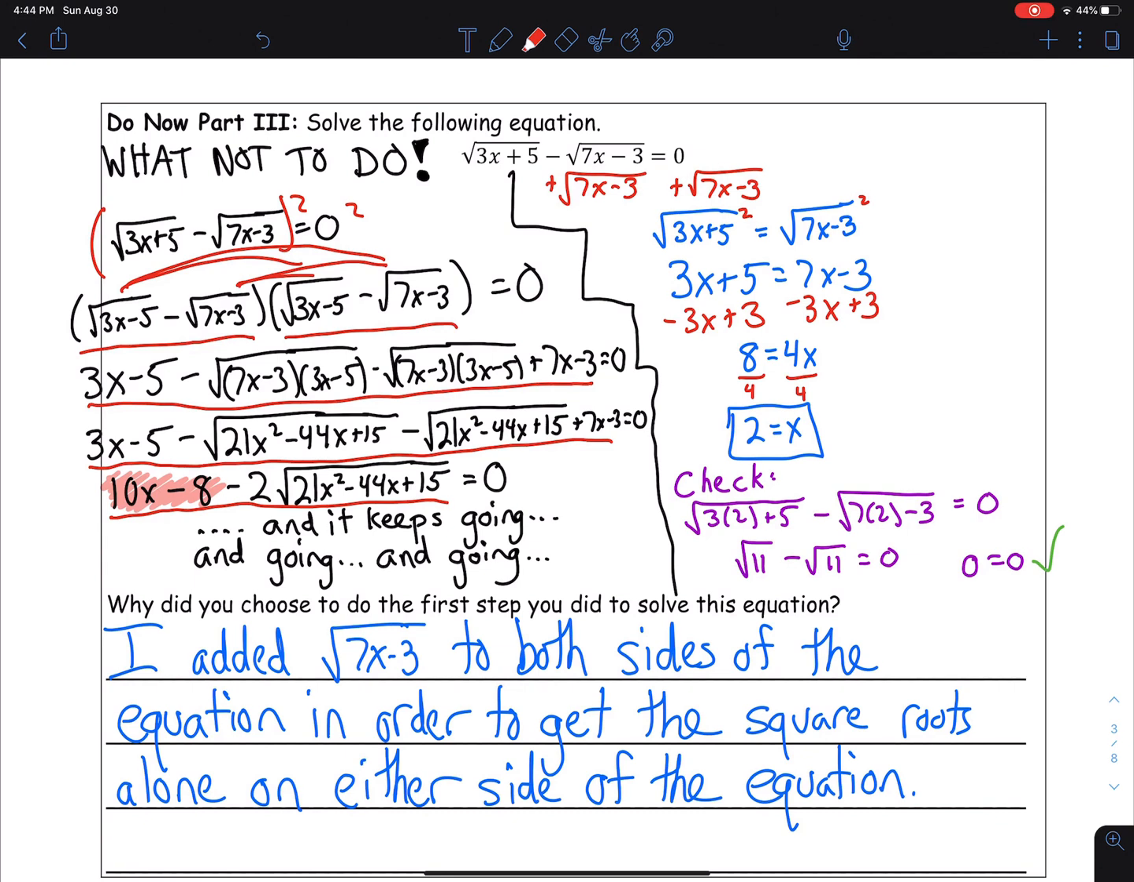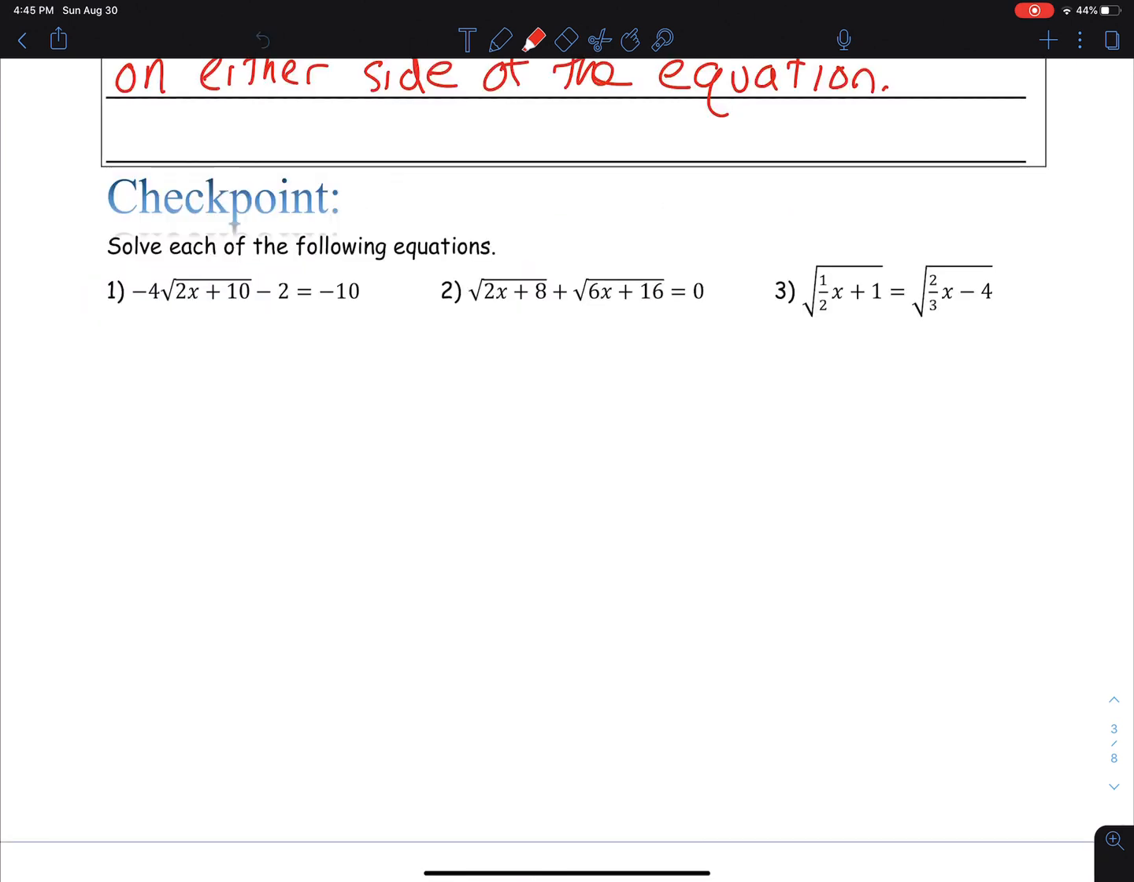So what I want you guys to do now is the checkpoint. Do 1, 2, and 3. Promise there weren't any more do nows. So just do the next 3 questions. Make sure you guys check your answer. That's very important for radical equations. I know some teachers always tell you check your answer no matter what, which is great. You don't always need to check your answer for some equations, but for radical equations, you do, to make sure it's not an extraneous solution. So pause the video, take 5 to 10 minutes, do 1 through 3, and when you're done, play the video, and I'll show you the answers.